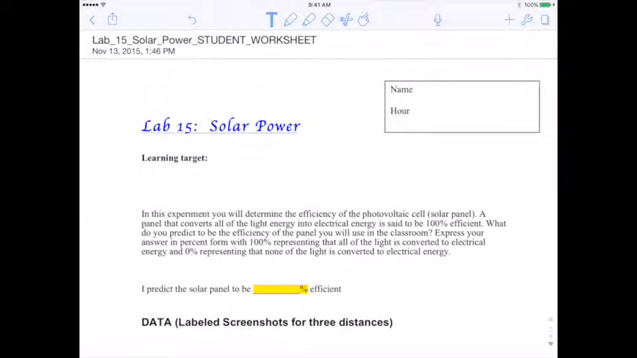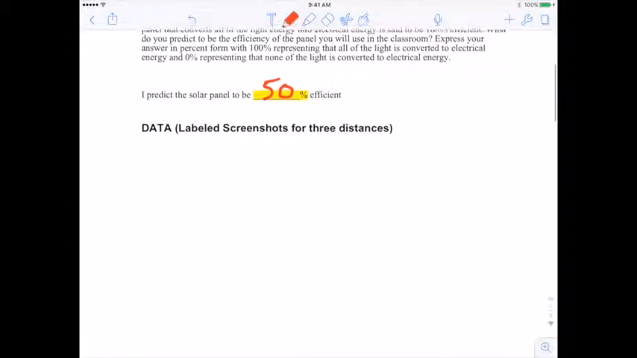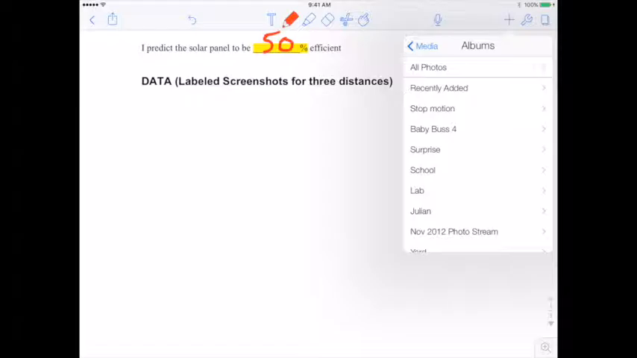This video is intended to help you fill out the Lab 15 Solar Power worksheet for the lab that you just did. Alright, so you've already, hopefully before you did this lab, predicted your solar panel efficiency. I'm just going to put maybe 50% down as a prediction. Alright, make sure that your screenshots are all imported.